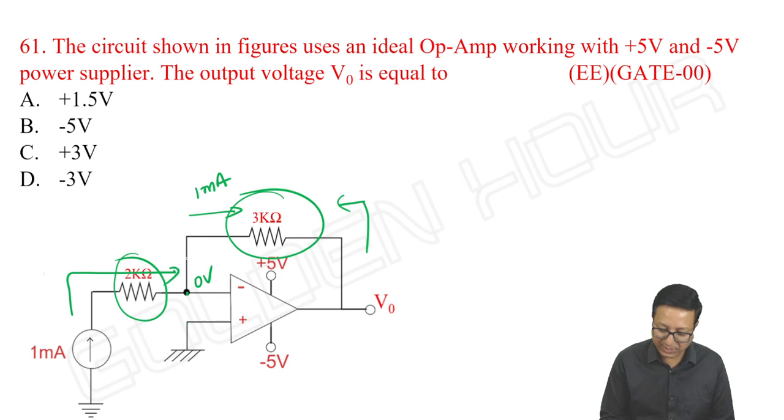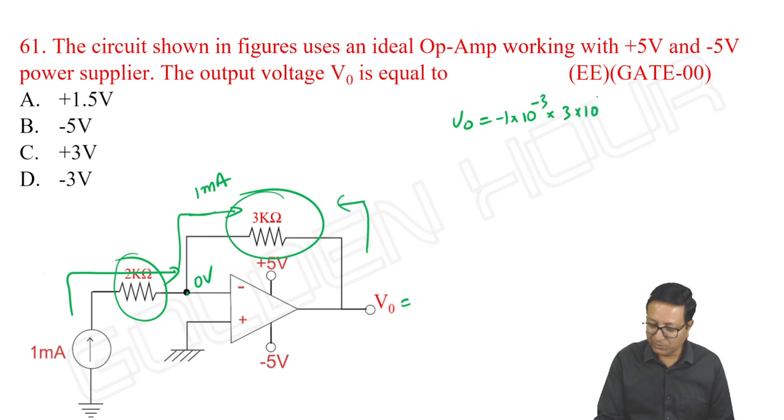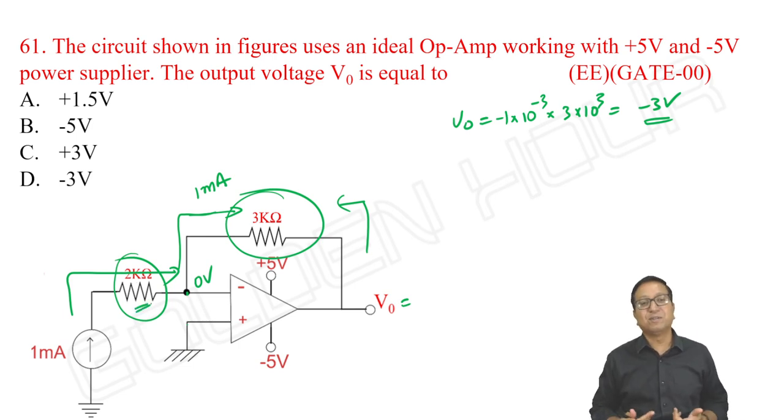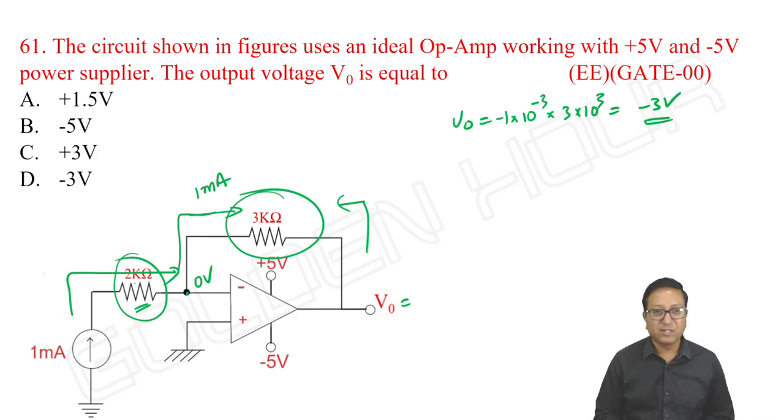Whatever current comes here, the entire current will go through the feedback path only. So what is your V output? V output is equal to minus 1 milliampere into 3 kilo ohm, which is minus 3 volts. Is it dependent on this 2K? No. Whether you connect 2K or 10K or 100K doesn't matter. That is not influencing the output voltage. So option D is correct.